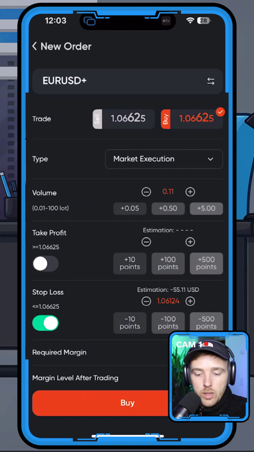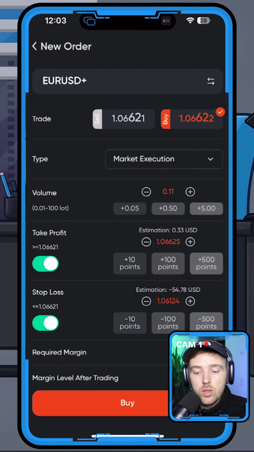Now, take profit, we can also add that in. We strive to have a take profit that's bigger than our stop loss. So in this case, let's just say that we are looking to make double up. So we'll click 500 points twice. As you can see now, our potential earnings are $110. Our maximum loss is 54. Therefore, we have a risk reward of 1 to 2.